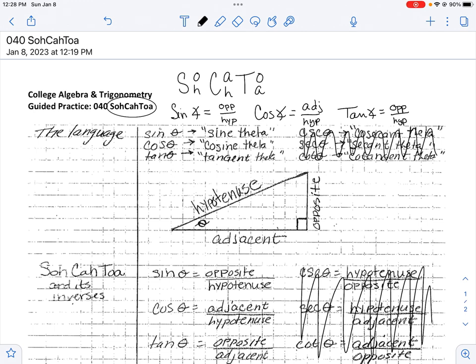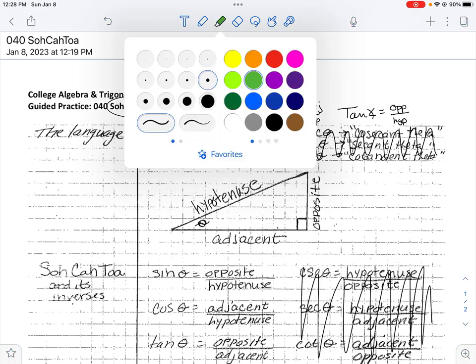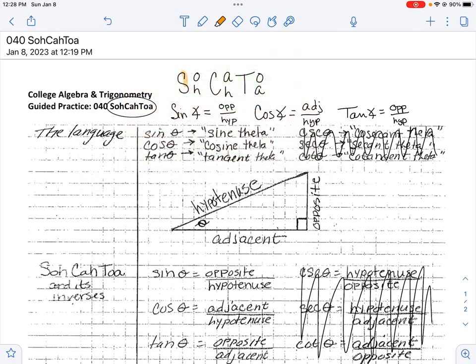So that is where SohCahToa comes from as an abbreviation, because you have S for sine, O for opposite, H for hypotenuse, etc.